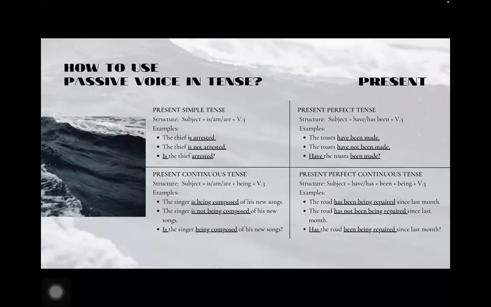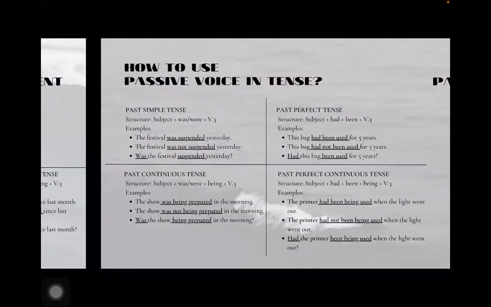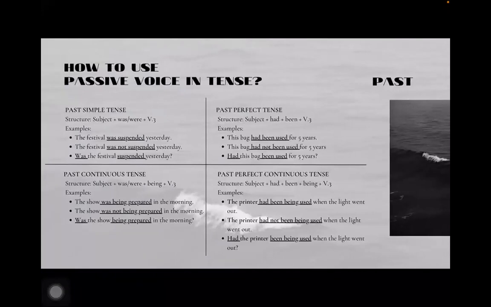Present perfect continuous tense. Structure: subject have or has been being past participle. Example, the road has been being repaired since last month. Past simple tense, structure, subject was or were past participle. Example, the festival was suspended yesterday.